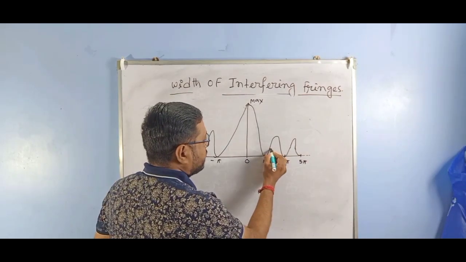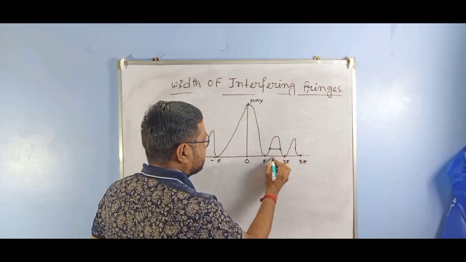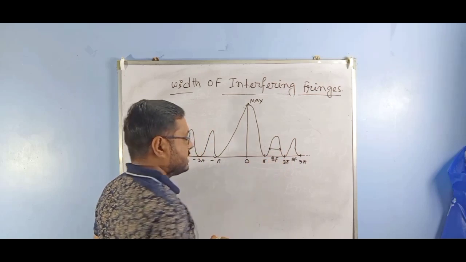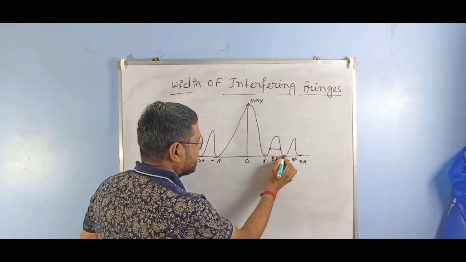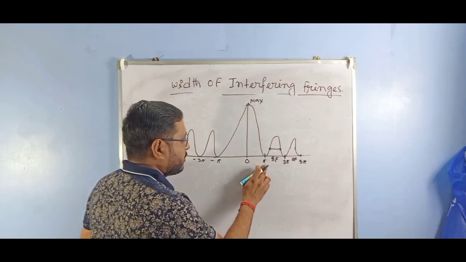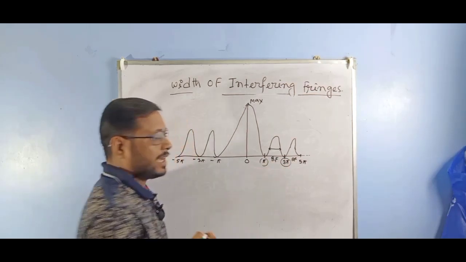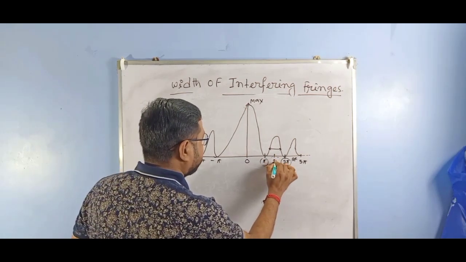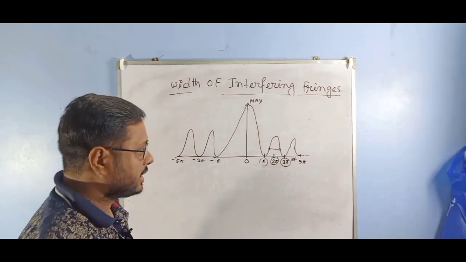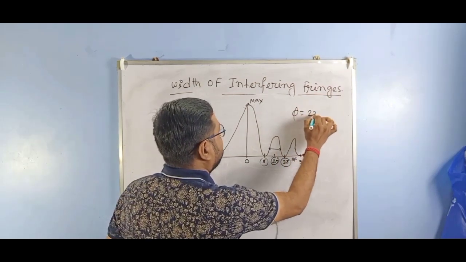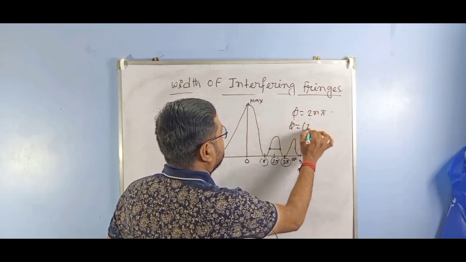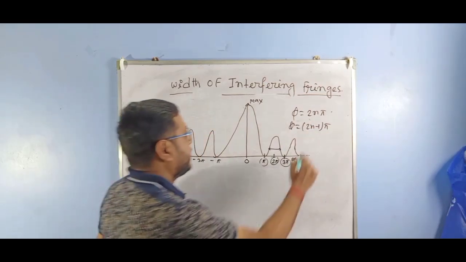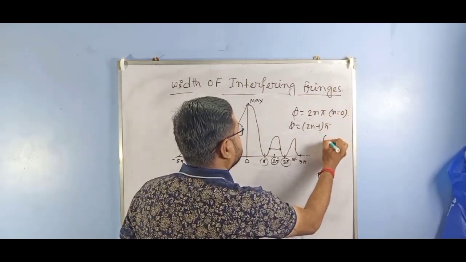So, this is the width of a bright fringe. Width of a bright fringe means the distance between two successive dark fringes. Here at the points pi and 3 pi, dark fringes are formed, and in between, at the point 2 pi, we know that phi equal to 2n pi, bright fringe is formed, and phi equal to (2n minus 1) into pi, dark fringe is formed, where for bright n starts from 0, and for dark n starts from 1.